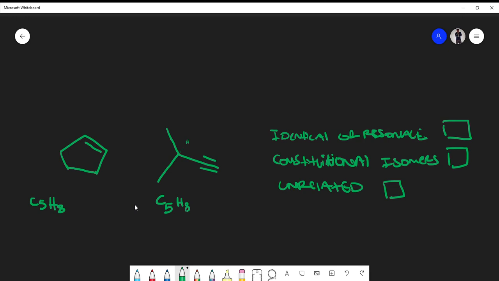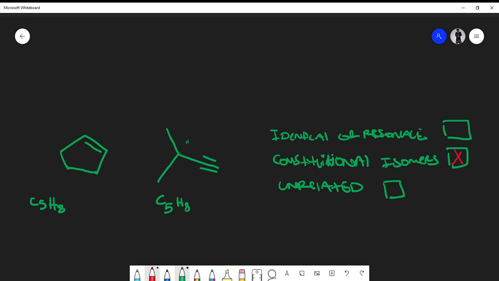Immediately, you can see that these have the same molecular formula, which means they cannot be unrelated. Unrelated just means something totally different. So the answer becomes: are these constitutional isomers, or are they identical or resonant structures? These are your classic constitutional isomers. The definition of a constitutional isomer says I have the same molecular formula, but it's different with respect to the atom connectivity.